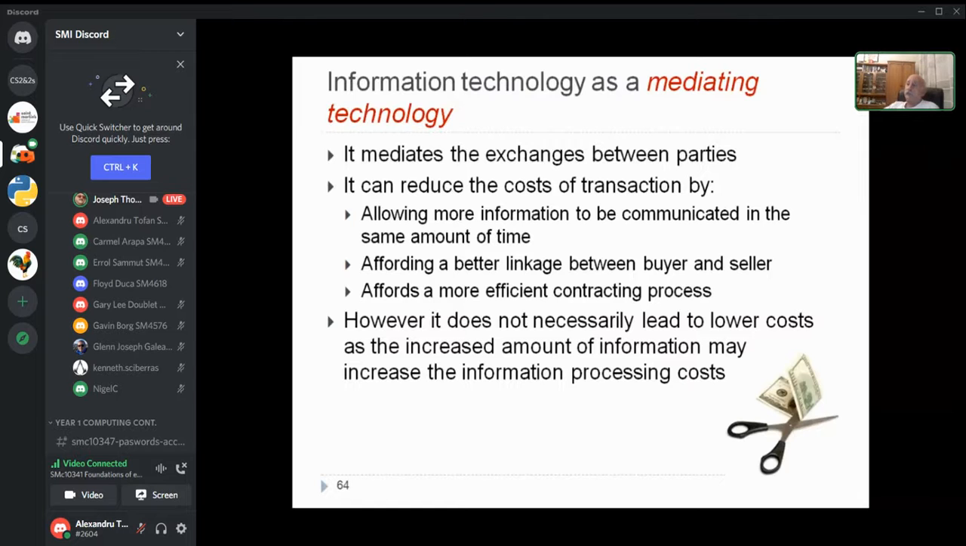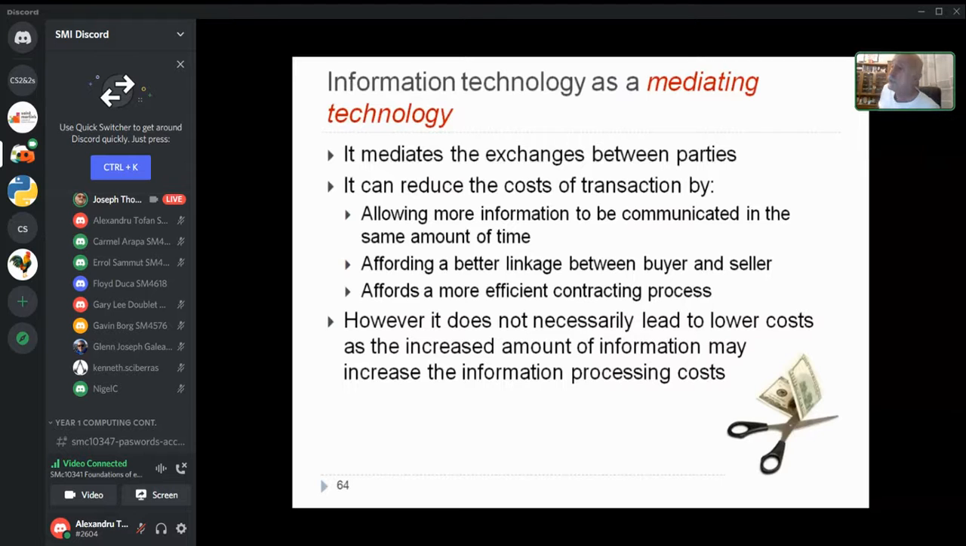With the technology that we have at the moment, communication is much, much faster. So the transaction can be carried out in a lesser time. It affords a more efficient contracting process. Right? So we don't need to spend months and months trying to negotiate a contract. With technology, we can negotiate a contract in a much shorter period of time.